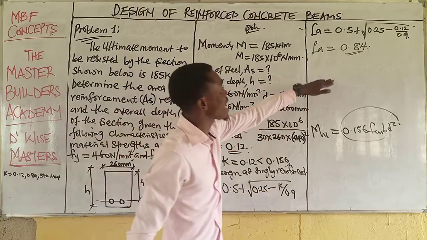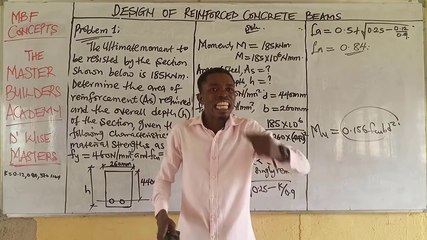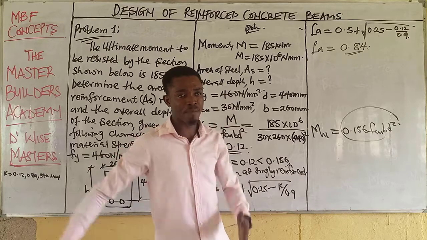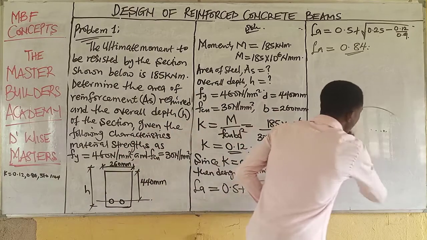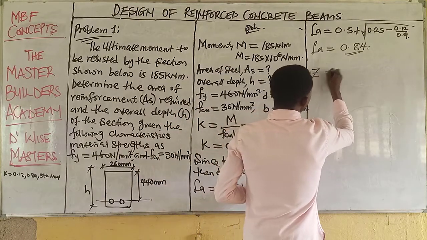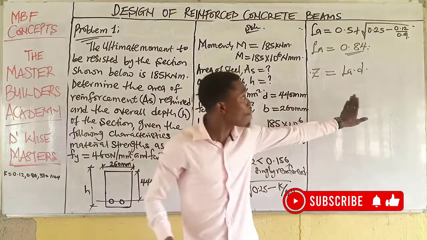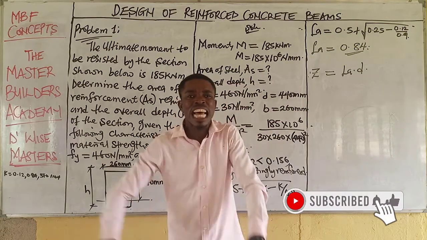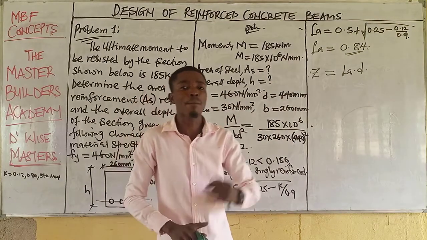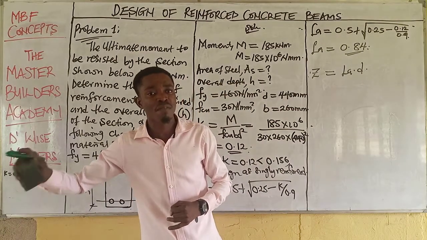Now that we have successfully obtained the value of the lever arm factor, the next thing we will do is to obtain the lever arm itself. And we know that the lever arm is being controlled by the lever arm factor. Now, if this is true, therefore, what is the lever arm? We said that the lever arm, which is Z, is equal to lever arm factor multiplied by effective depth. And also, we mentioned earlier that the lever arm factor has certain limits. It has an upper limit and a lower limit. We said that the lower limit is 0.775, while the upper limit is 0.95.